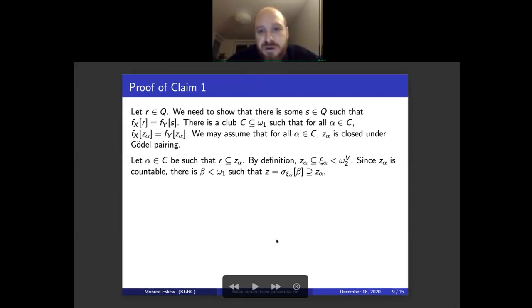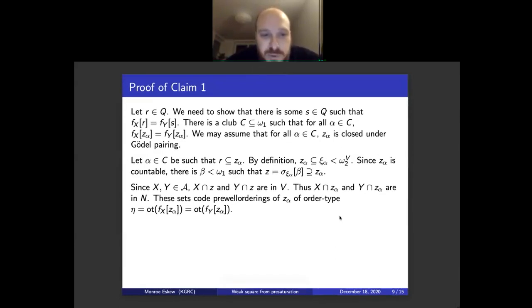Now, it's not necessarily in V because we only looked at points in a club to Z alpha, and this club was outside of V, possibly. But we can cover Z alpha by some set Z from V by taking the single function sigma xi sub alpha and applying that to some countable ordinal beta that's large enough to cover Z alpha. The point of doing that is that since we assume the sets X and Y coding these surjections are approximated, by definition X intersect Z and Y intersect Z are both in the ground model. That's what it means to be approximated by P omega 1, omega 2 of V. So those sets live in our elementary submodel, and also Z alpha does. So we can then take the intersections with Z alpha.